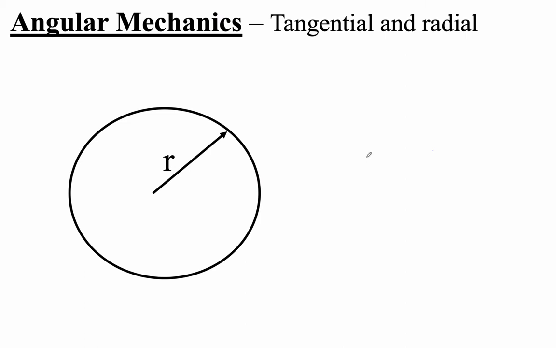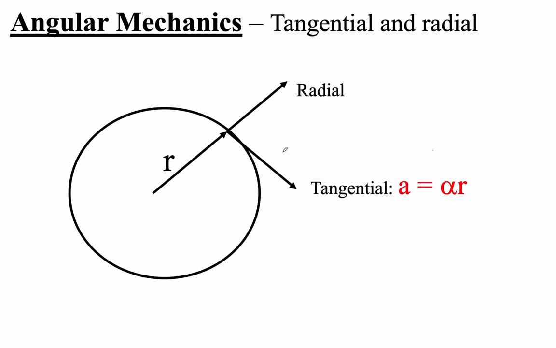So one little thing: when you have a rotating system, there really are two different directions that are useful to talk about. There's the radial direction, which is just in line with the radius. And then, of course, there's tangential. And we already have a formula for the tangential acceleration.